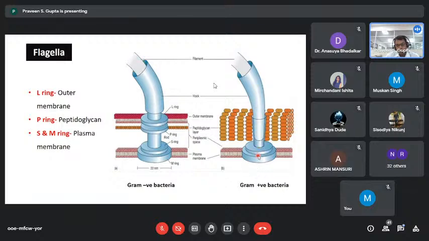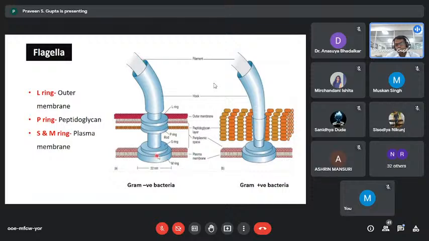In gram positive and gram negative, the number of rings differs. So in gram negative, you can find that the L ring is present in the outer membrane, that is L. The next is the P ring. P is related to the peptidoglycan. In the peptidoglycan, you can find the P ring.